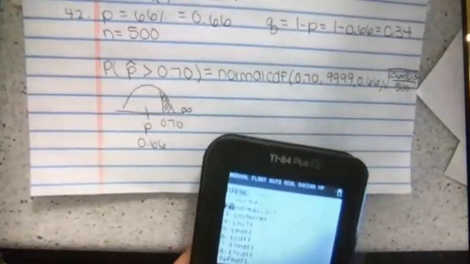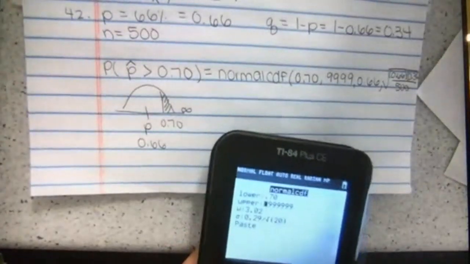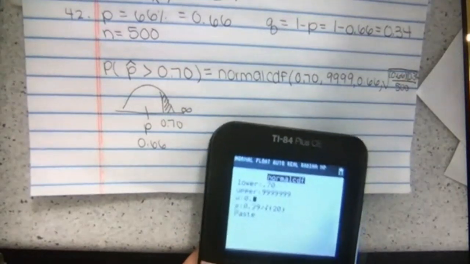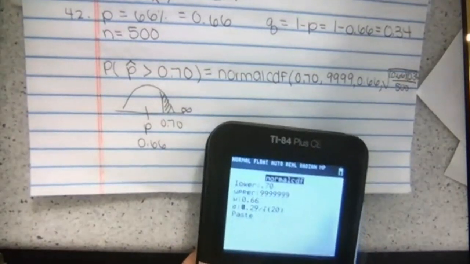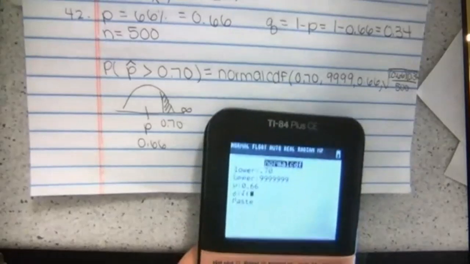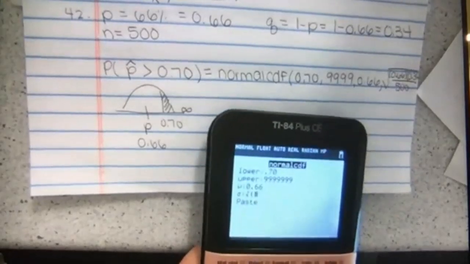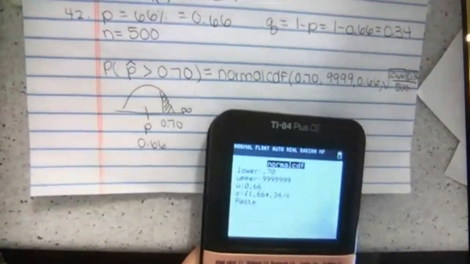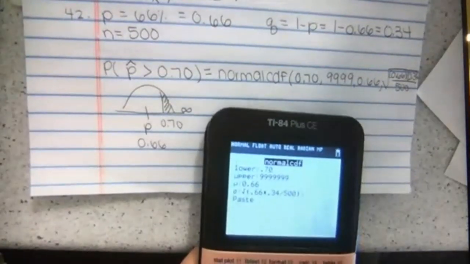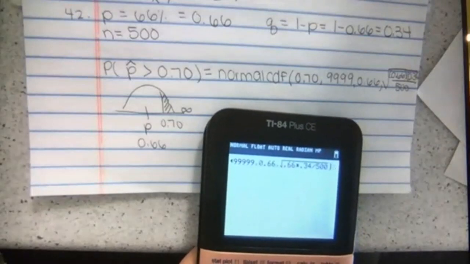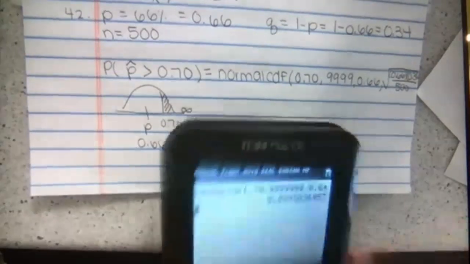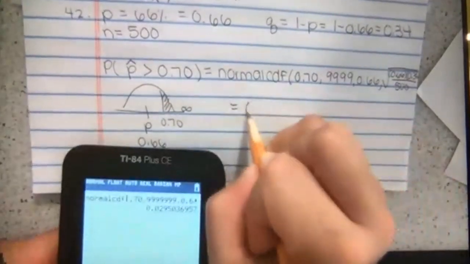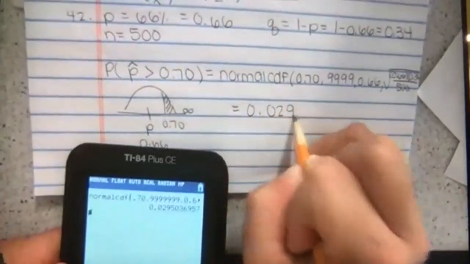Second VARS, normal CDF, lower limit 0.70, upper limit infinity, so 99999. My p-value, which is our mean, is 0.66. And our standard deviation of our sampling distribution is the square root of 0.66 times 0.34 divided by 500. Pressing paste will look exactly like we see it, and that will give us our answer of 0.0295.